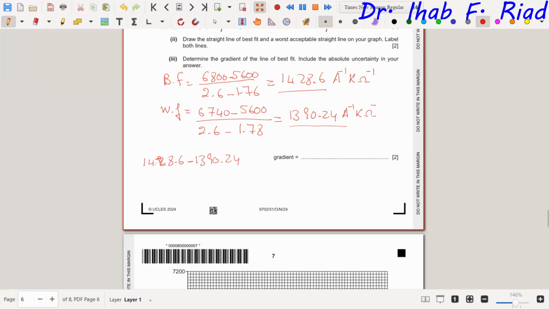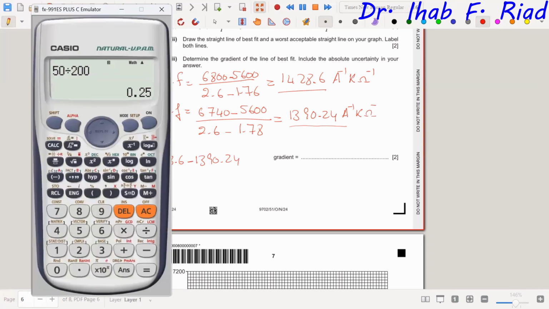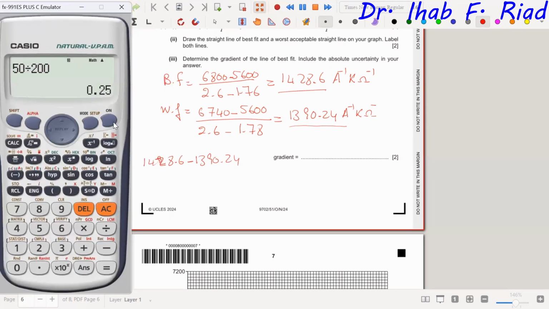Your voice wasn't clear. Okay. So 1428.6 minus 1390.24, right? That is 38.36. We keep it to one significant figure, right? Right, so it is 40.